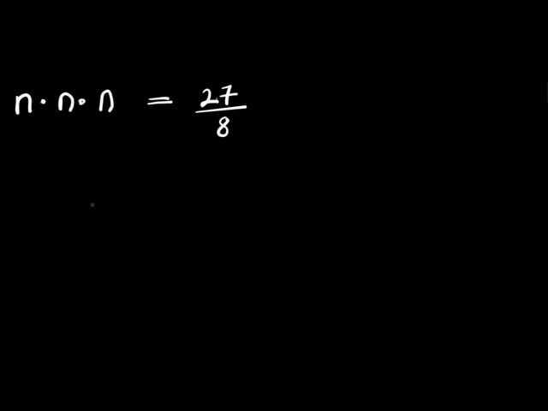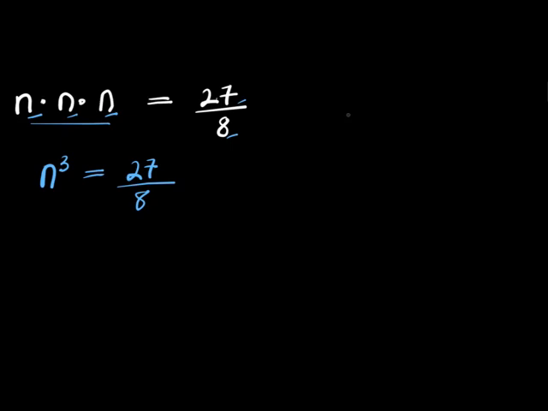Hello, how to solve this problem and find all the values of n that satisfy this equation. We have n times n times n, and this equals 27 divided by 8. So we are going to start by multiplying this out. n times n, that is n to the power of 2. n to the power of 2 times n, that is n to the power of 3. And this equals 27 divided by 8.